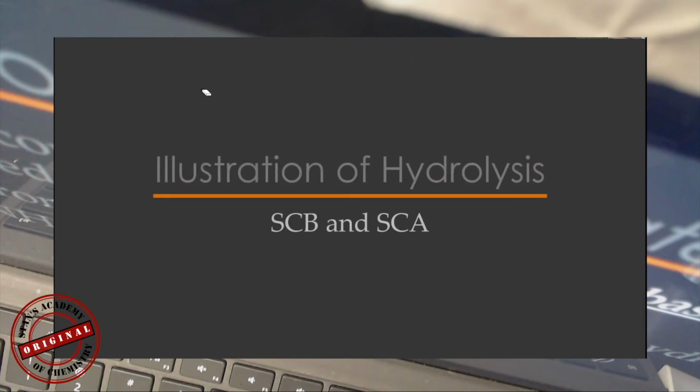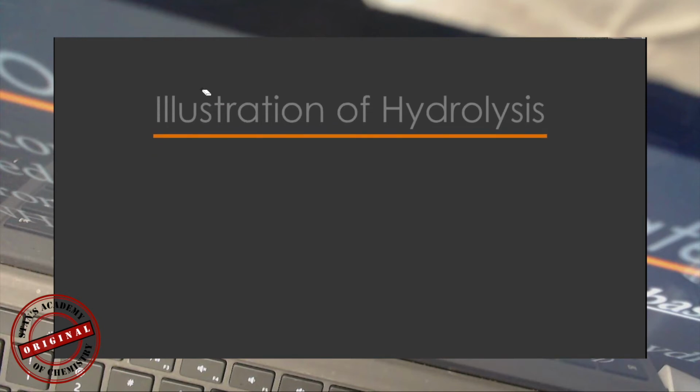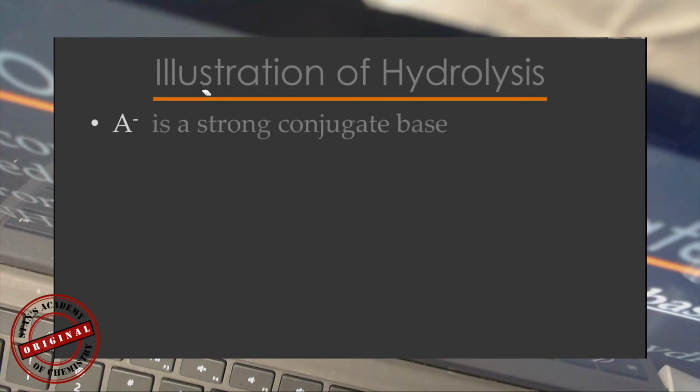Next, we'll look at the illustration of hydrolysis. We're going to look at strong conjugate bases and strong conjugate acids. Here, A minus is a strong conjugate base. Like we talked about earlier, acids can be generally written as HA plus H2O, reversibly giving you H3O plus and A minus. So this is the acid, this is base, conjugate acid, conjugate base. A minus could be chloride, bromide, cyanide, it could be acetate, any one of these ions. So this is a general expression.